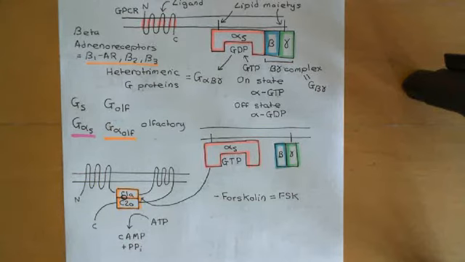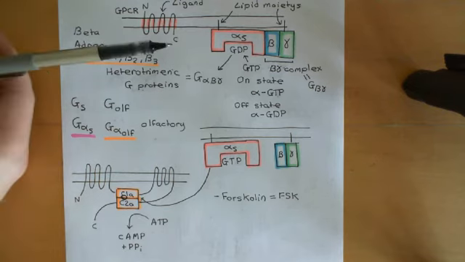Okay, so welcome back to this next video in which we are discussing cyclic AMP signaling. We're in the process of discussing the GS cascade. We have seen that GS-coupled G-protein-coupled receptors, such as the beta-adrenoreceptors, when they bind their ligand, can then activate GS heterotrimeric G proteins.